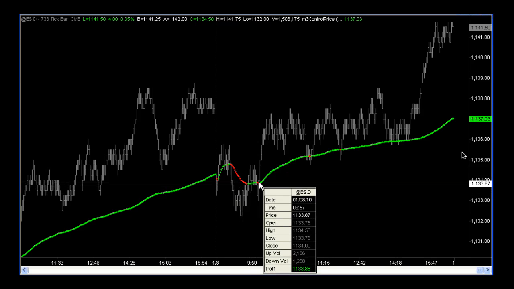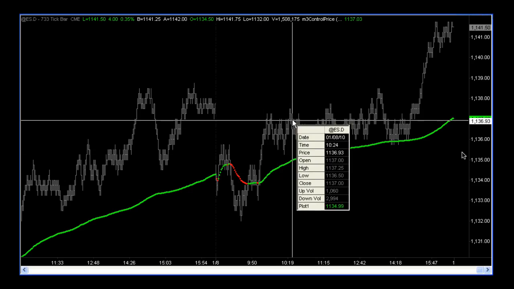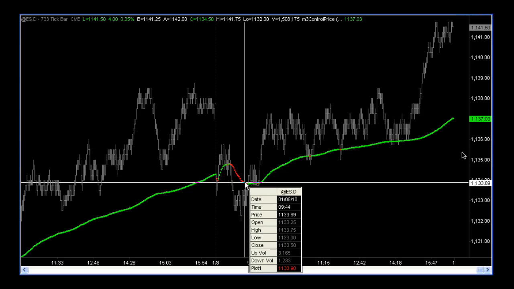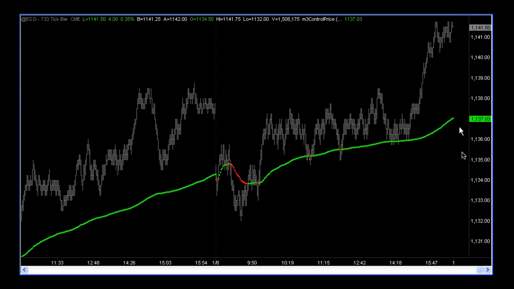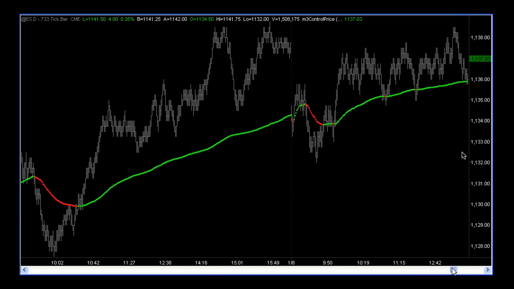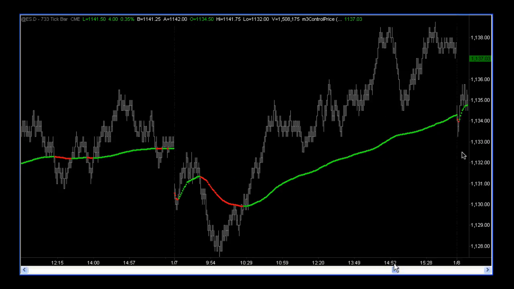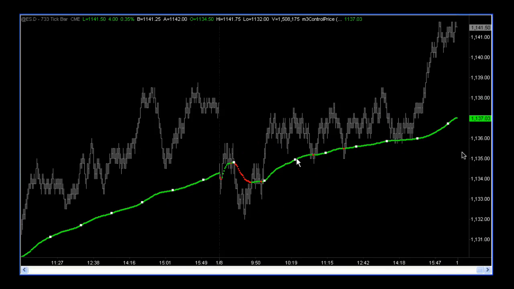And basically you see here we break over control, and control becomes support, and control stays green, which gives us a confirmation that our trend is going to be biased to the upside. So that's a very powerful element of control. Now, I'm going to show you a couple different ways to use this.